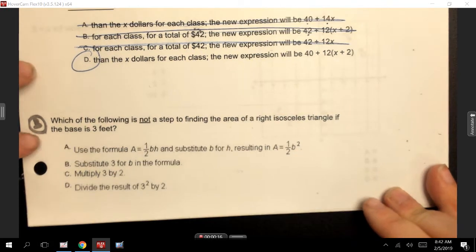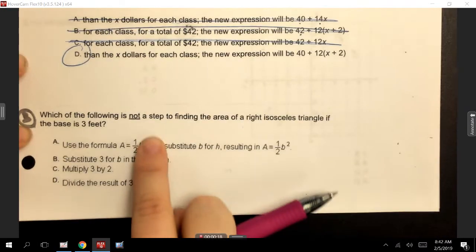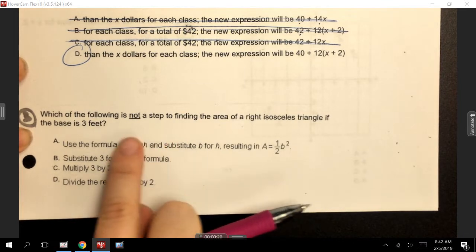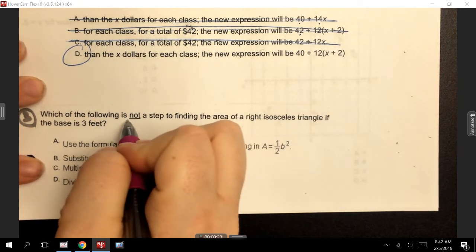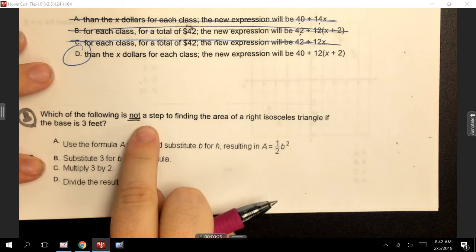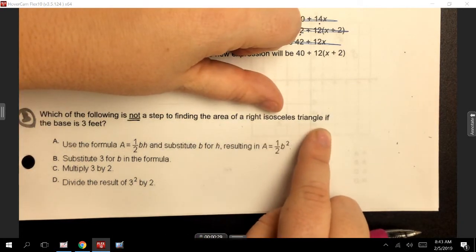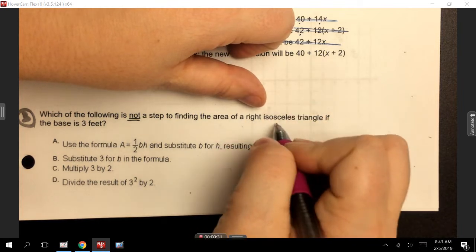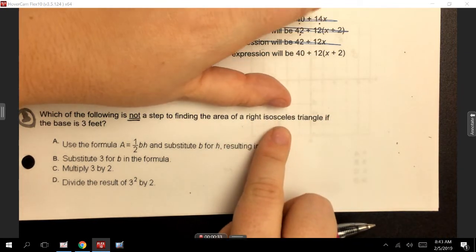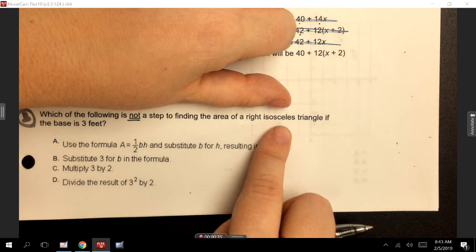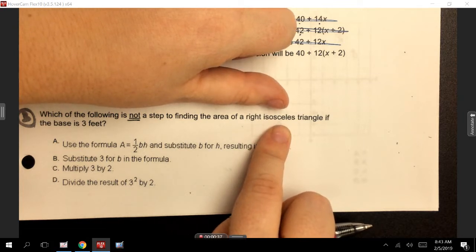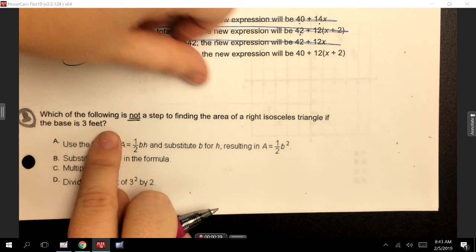So number 3 says, which of the following is not? That's really important. The first time I read this, I skipped over the word not. Not is really important. So it's not a step in finding the area of a right isosceles triangle. So it's a right triangle. It's also isosceles. What does the word isosceles mean, Dylan? Have 2 equal sides. 2 equal sides if the base is 3 feet.